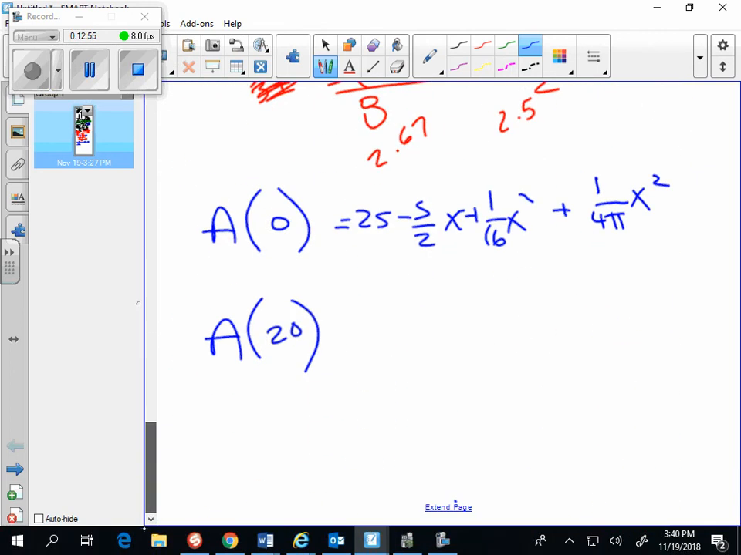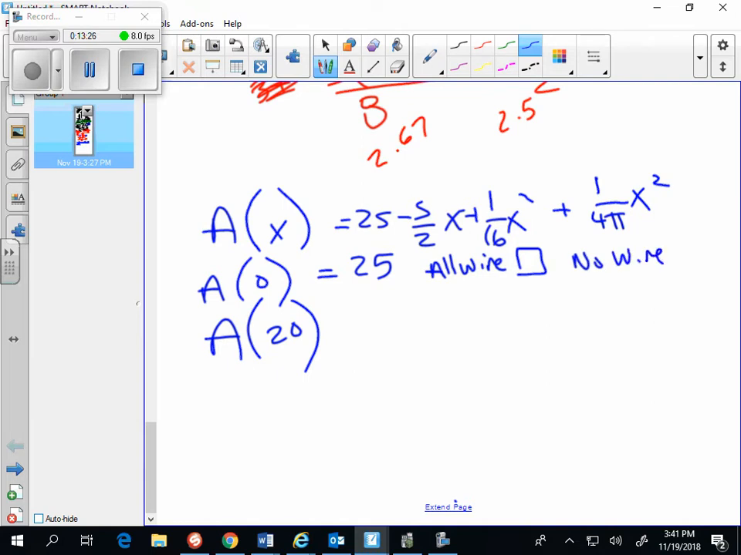Okay. So I'm plugging a 0 in for all of these x's. A of 0. Well, that's easy because this goes away, this goes away, this goes away, and we get 25. So area is 25 when x equals 0. Now remember that x represented the wire that we were using for the circle. So the implication here is all the wire for the square and no wire for the circle.